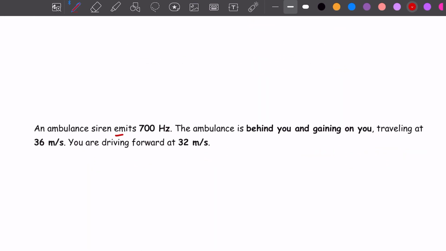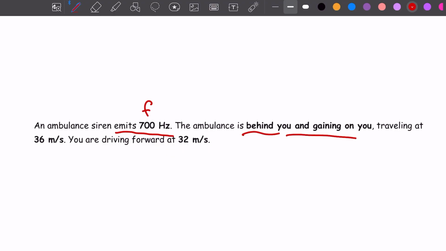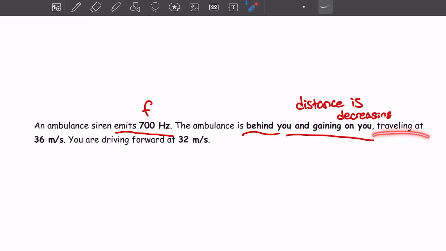An ambulance siren emits 700 hertz, which is the F. The ambulance is behind you and gaining on you. So if it's gaining on us, then we know that the distance is decreasing. And it's traveling at 36 meters per second, which is our V sub S. You're driving forward at 32 meters per second, which is our V sub O.